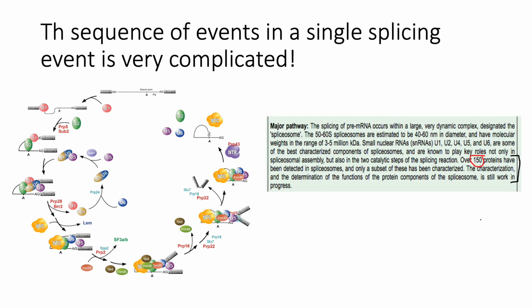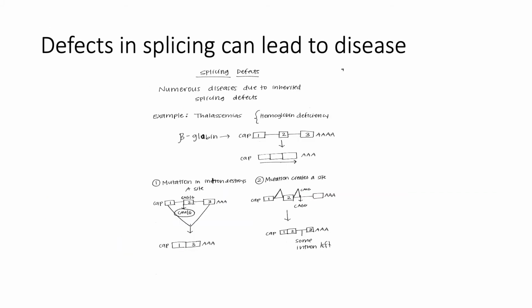Now there can be defects in splicing. I mean, I'm saying how accurate it needs to be, but there actually are defects in splicing, and some of these defects can cause diseases. Let me just give you an example. So there are defects in splicing that can lead to disease. I'm giving you one example just to see what kind of thing can happen, but there are many that are known.